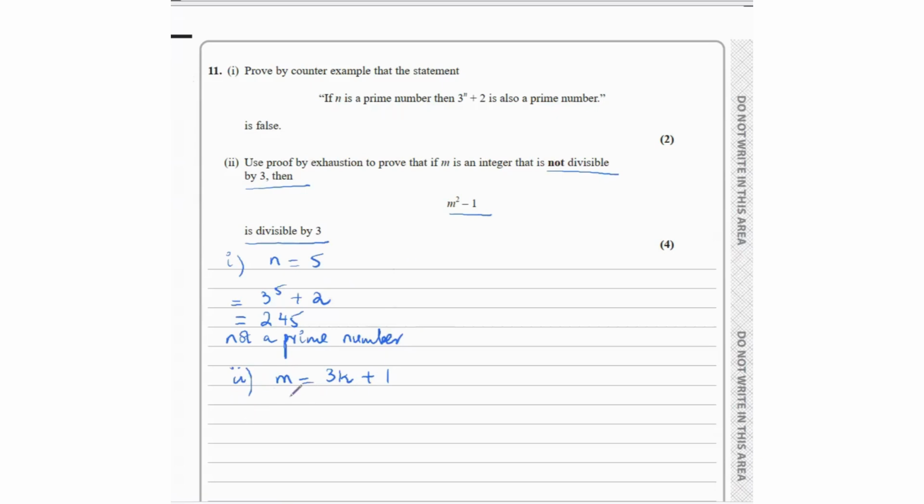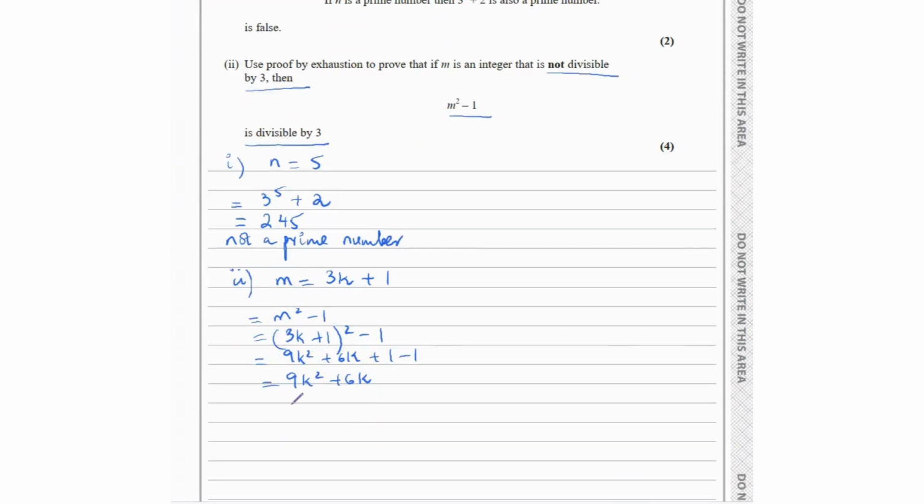So what we're going to do is, if m equals 3k plus 1, that means m squared minus 1 is going to be (3k plus 1) whole squared minus 1. Expand the bracket: 9k squared plus 6k plus 1 minus 1, which is going to be 9k squared plus 6k. Now we very well know that we can take 3 common over here. So 3 times (3k squared plus 2k). It is divisible by 3, which the question was asking us to prove.